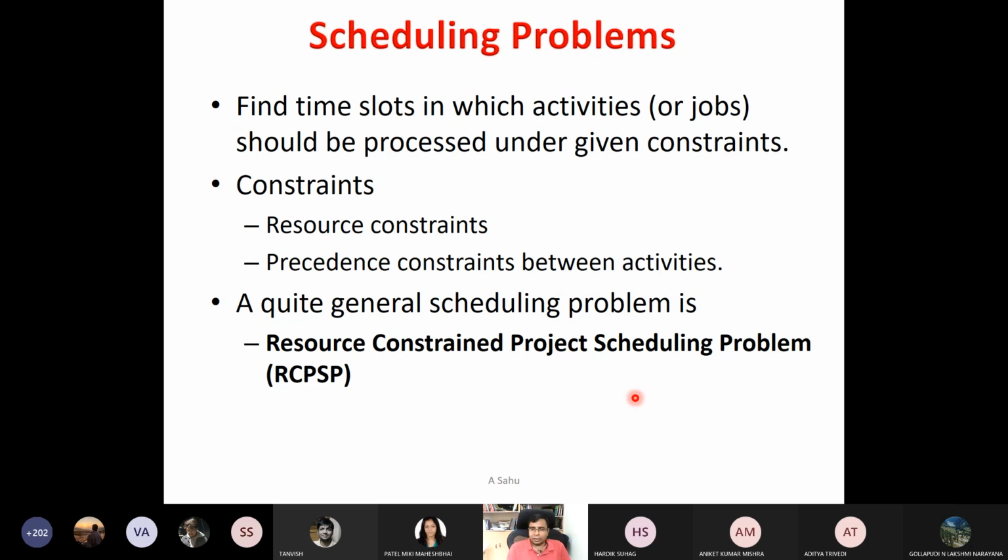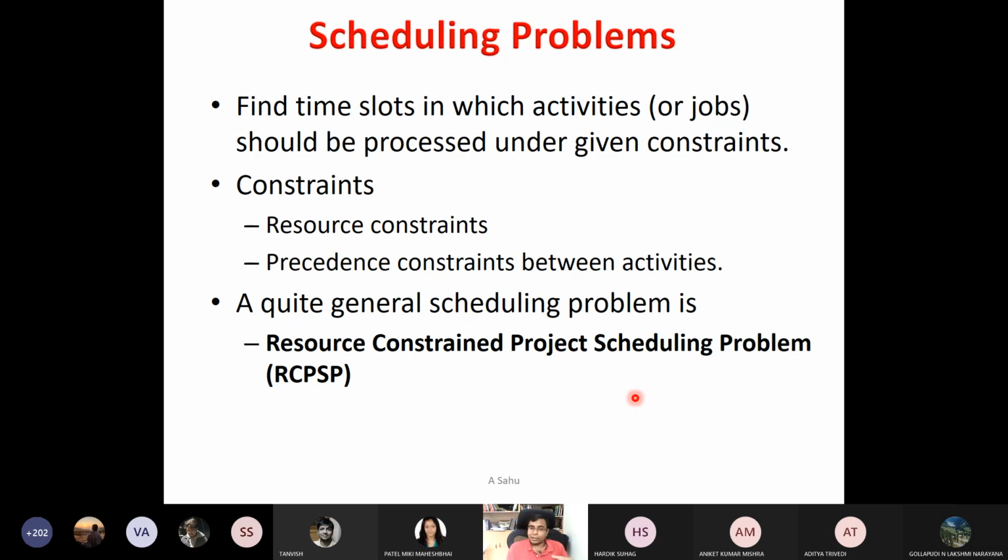Okay, and initially this scheduling problem is actually not from only CS or mathematics. This scheduling problem started with mechanical engineering and civil engineering.